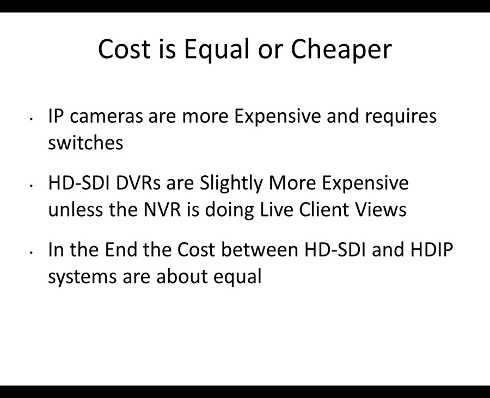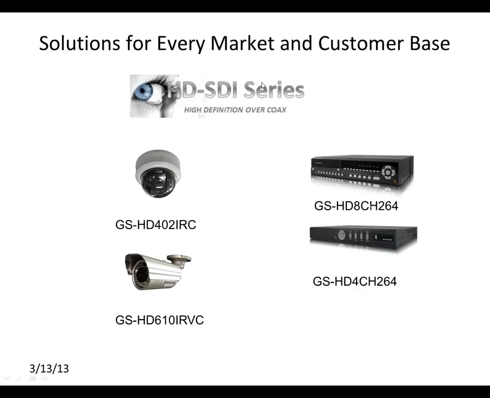The HD-SDI DVRs are slightly more expensive. However, if the NVR is required to do a live client view, the NVR side will get more expensive. So in the end, the cost between the HD over coax system and IP systems are about equal, with the HD-SDI side having a slight advantage in that area. It's cheaper because it's not required to have those expensive switches, and the processing is done in the DVRs instead of in the cameras. So there's solutions for every market and customer.